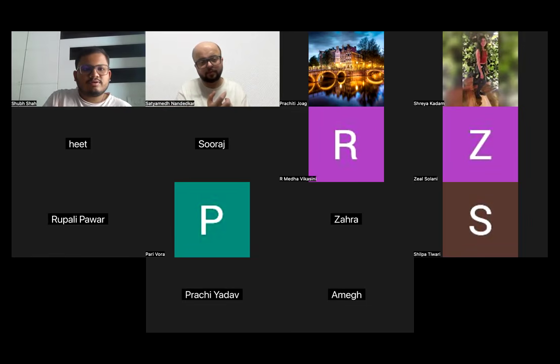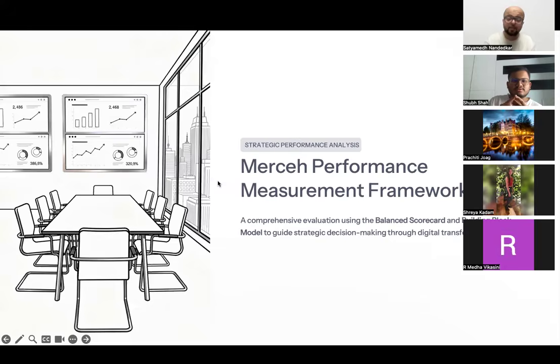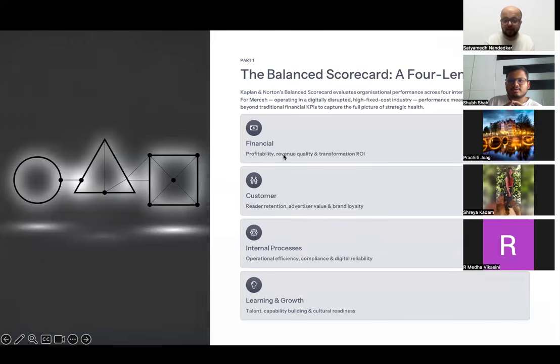Sir, it is of financials, internal, meaning internal structuring or what kind of internal systems. Then there is processes and systems. Okay. Then there is innovation and there is customer. Financial, customer. Financial covers profitability, revenue, ROI, all of this. Customer covers reader retention, advertiser value, brand loyalty.